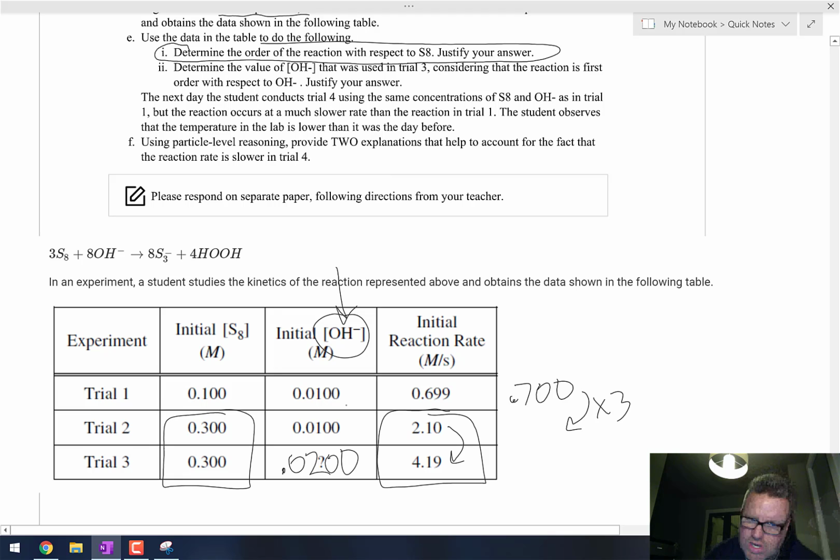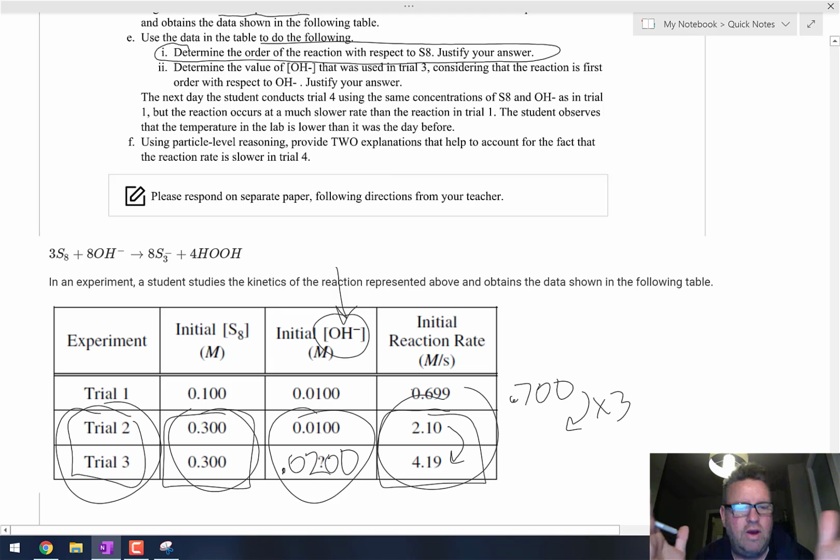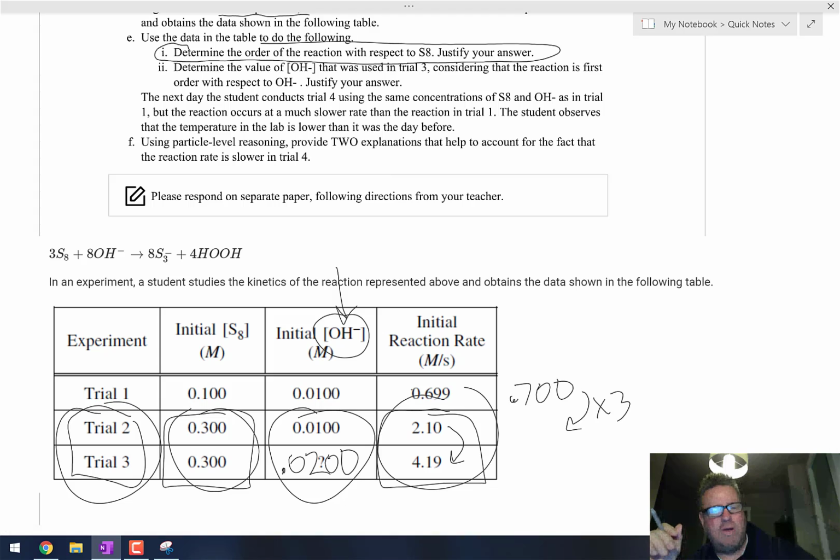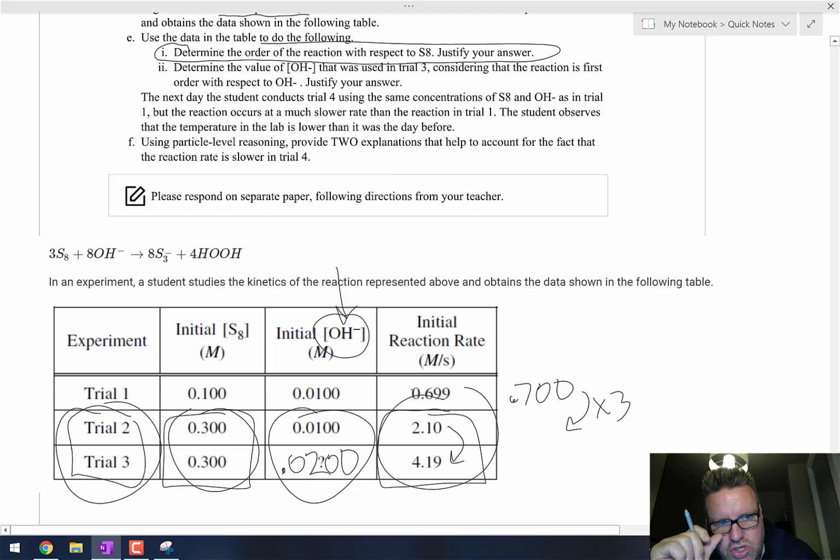And again, how would you justify that? In trials 2 and 3, S8 remains the same. The rate doubles, and since OH minus is first order, the concentration would also double. All that I'm doing is explaining the data that's already on there, step by step. Talk about the trials, talk about what's staying the same, and in this case, talk about how the rate changes, and therefore how the concentration of hydroxide will change.